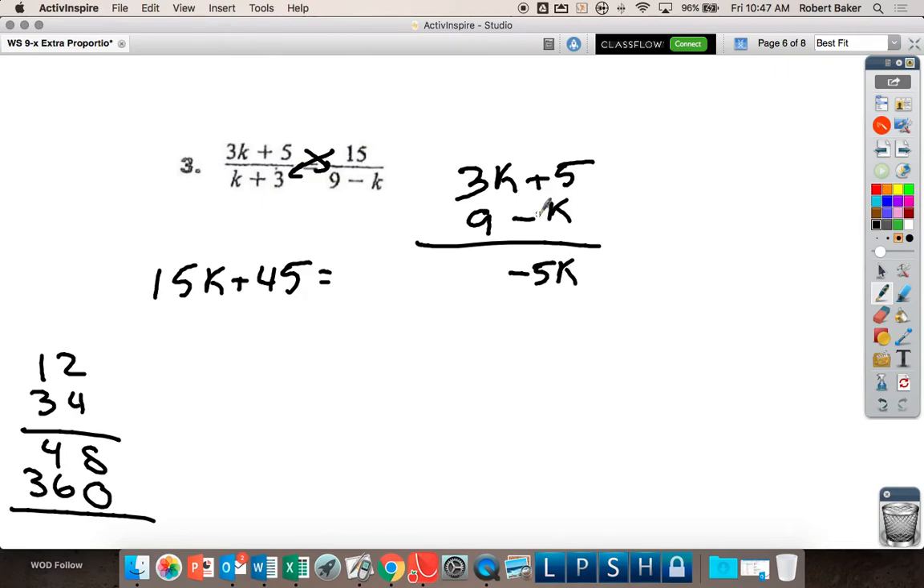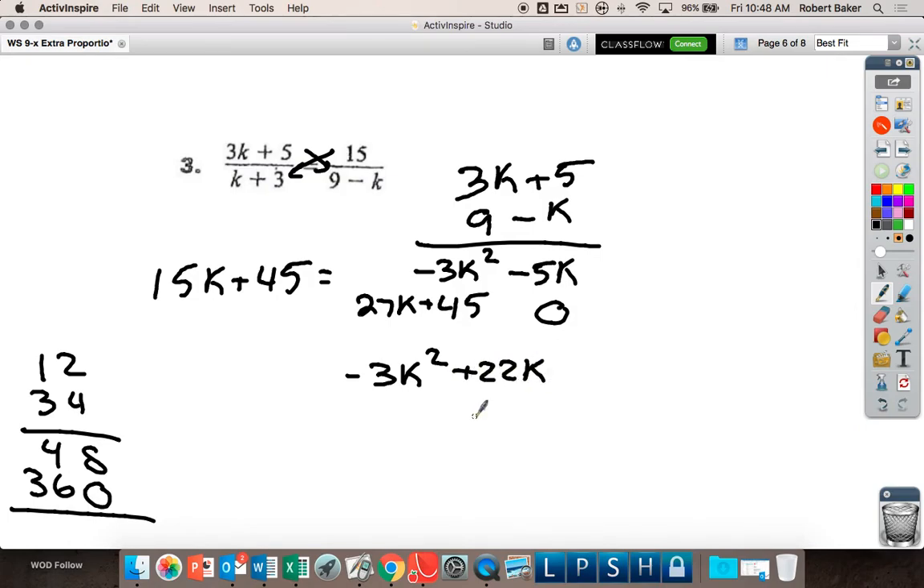I got that. Then -K times 3K, -3K squared. Got that. Placeholder. 9 times 5, 45. 9 times 3K, 27K. Positive 45. So I'm gonna start combining like terms. I have -3K squared. Oh no, I didn't combine the like terms yet. So 27K minus 5K is positive 22K, and then just a 45. Yes. Equals 15K plus 45.